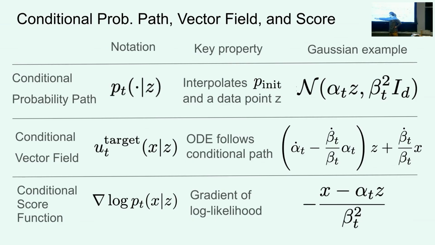We have the conditional score function, which was the gradient of the log likelihood of the path, which in the Gaussian case just turns out to be a simple average again. So similar to this formula, this is a weighted average between z and x.